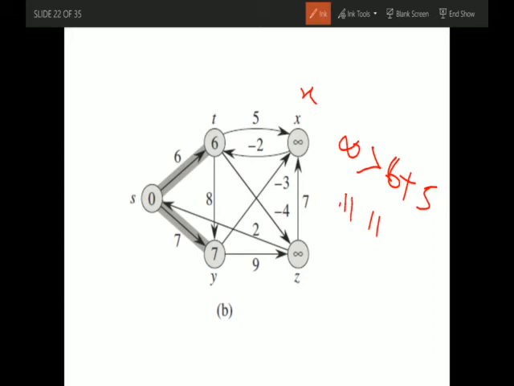Now there is another path. You can see, right now we have relaxed this edge. Now consider this edge.